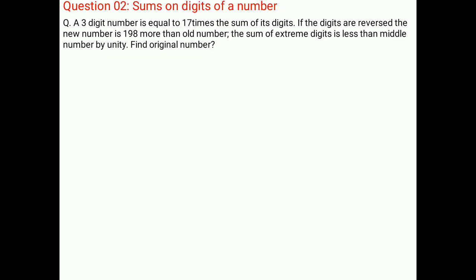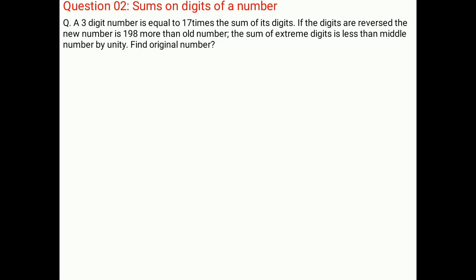Now let's move on to our next question, which is on sums on digits of a number. The question reads that a 3-digit number is equal to 17 times the sum of its digits. If the digits are reversed, the new number is 198 more than the old number. The sum of extreme digits is less than the middle number by unity. Find the original number. Now before solving, you might be wondering that a 3-digit number would require 3 variables.